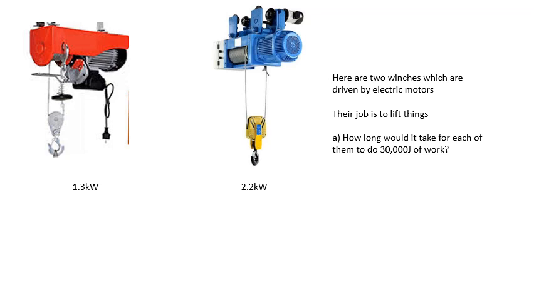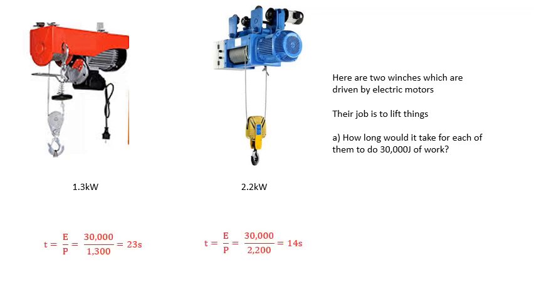Here's another question which you must be able to do. Here are two winches which are driven by electric motors. One of them is 1.3 kilowatts and the other one is 2.2 kilowatts. So the second one is more powerful. Okay, every second it does more work. How long would it take for each of them to do 30,000 joules of work? Well, you have a go. Pen, paper, calculator, and I'll show you the answer in 3, 2, 1.